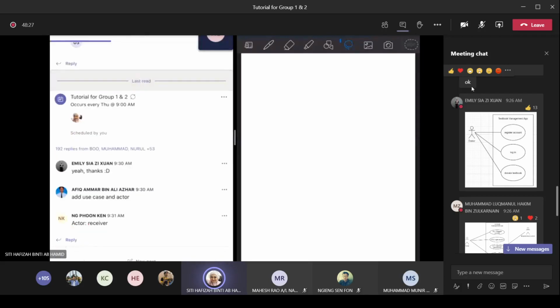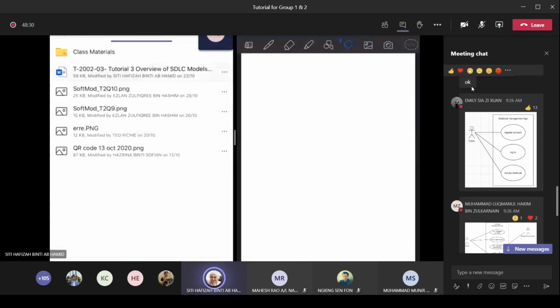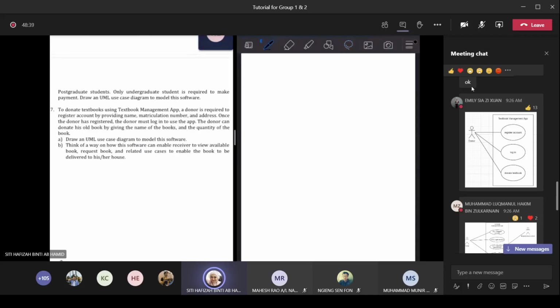What else? Yeah, this one. Okay. So you have the receiver, and then what is the use case? Wait. Use case: view book, request book, deliver book. View book.